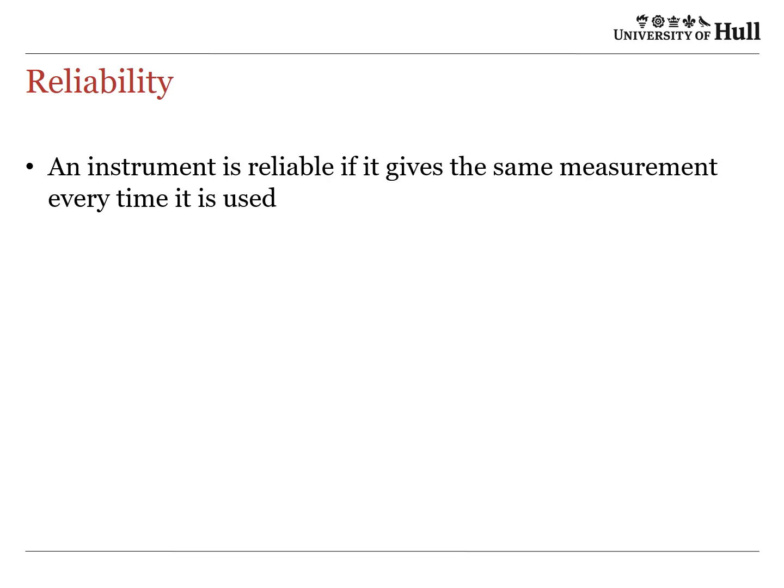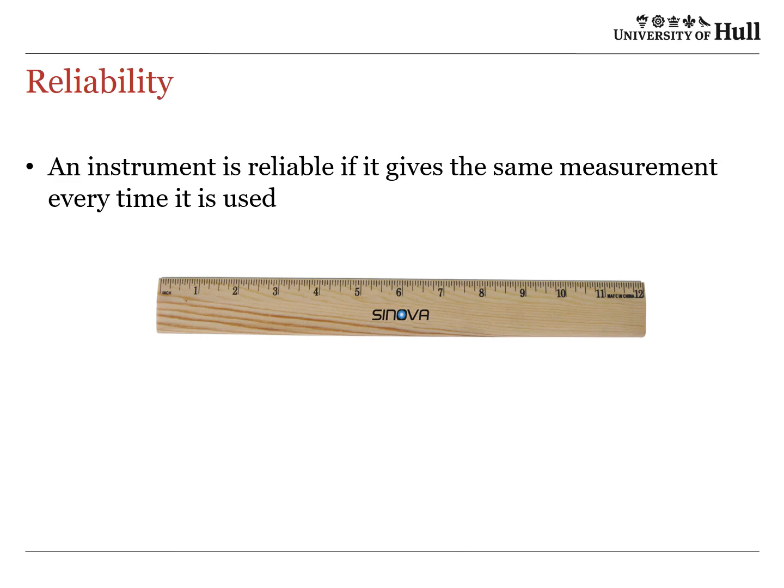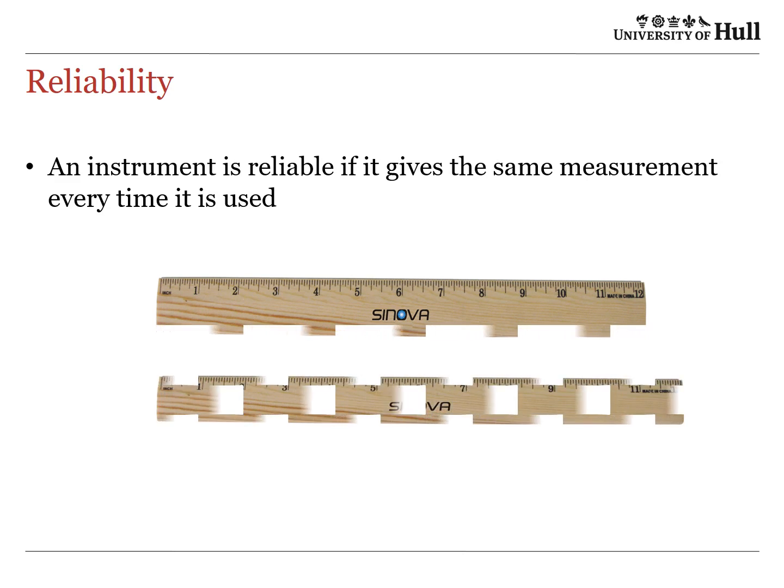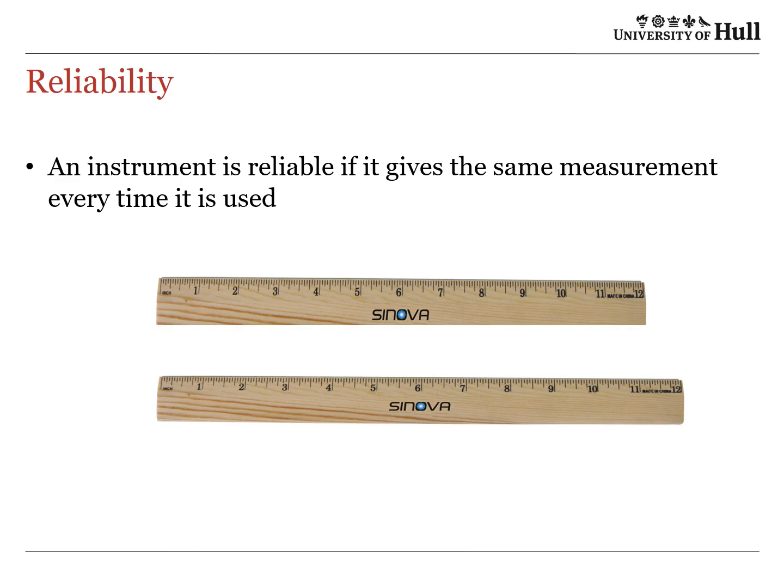Reliability, first of all. If an instrument is reliable, it gives the same measurement every time it's used. Okay, there's a ruler which looks like it's 12 inches. There's one which also looks like it's 12 inches. They both give a reliable measure. They give the same measure each time they are used. However, as you can well tell, one of those, or possibly both of them, is wrong. So reliability is only part of the story.